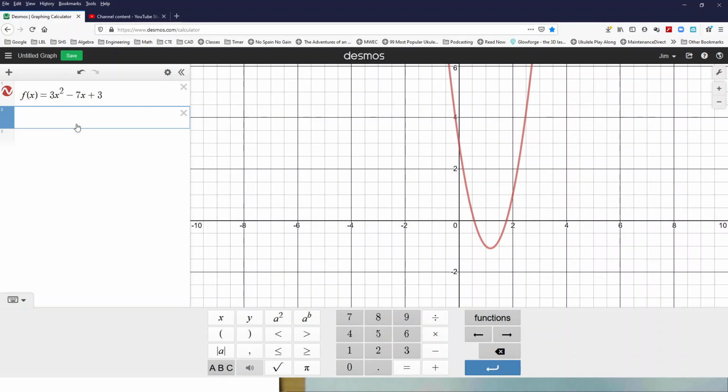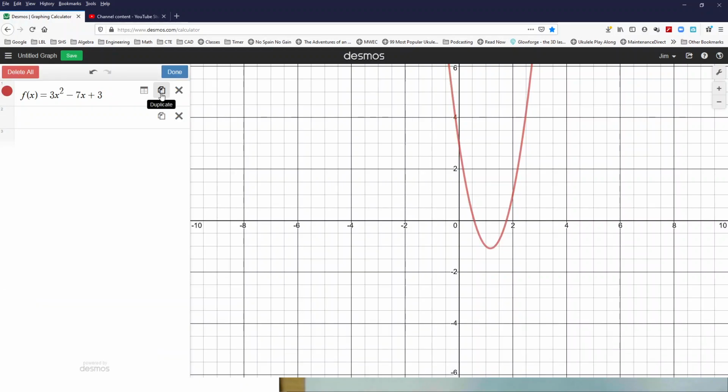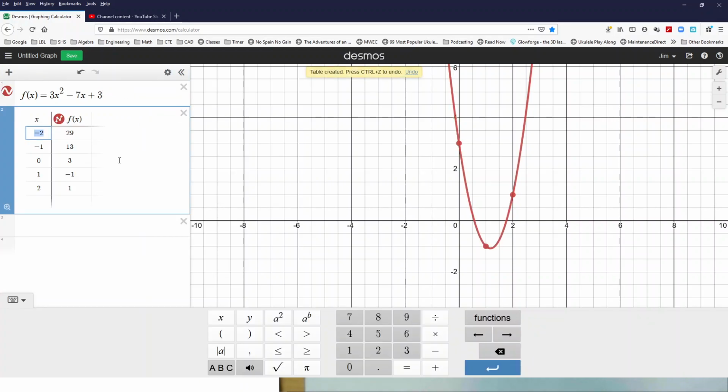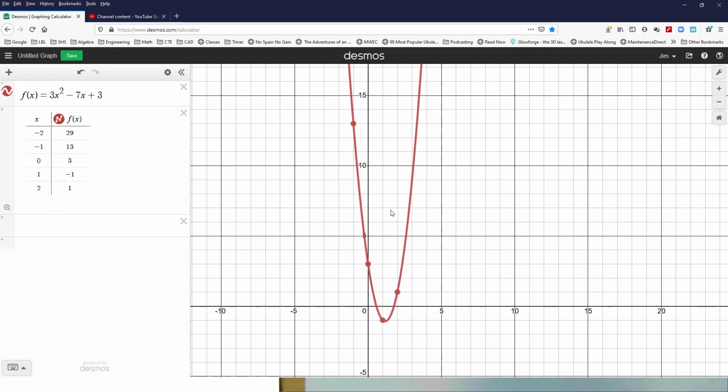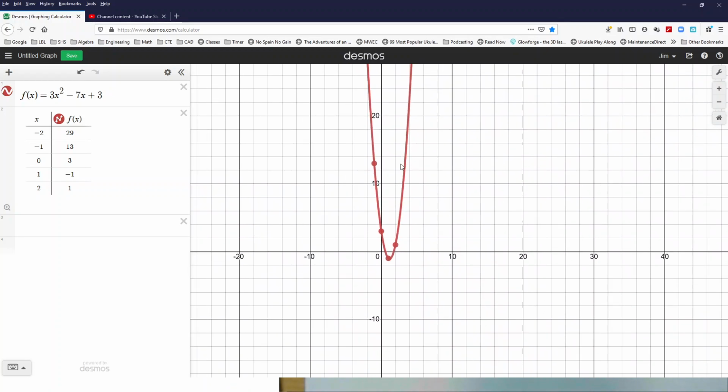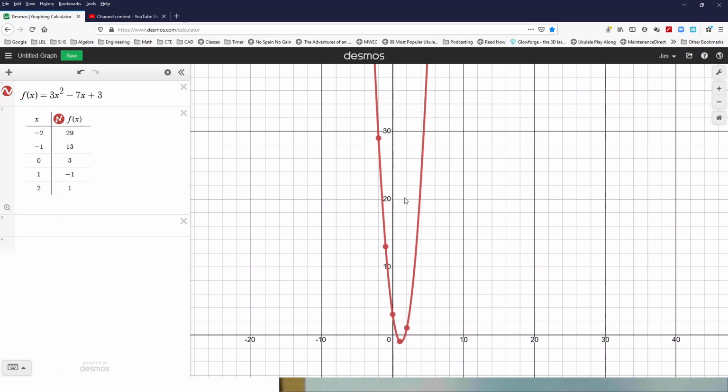To turn that into a table of values, I just need to go up here and turn it into a table of values, and there I can see all of my values. I can also see the graph over here, and I can see what all those values represent. It'll even show me the points on there if I zoom out far enough. So it's pretty easy to go down through this list. f of -2 is going to be 29. f of -1 is going to be 13. f of 1 is -1, and f of 2 is +1.